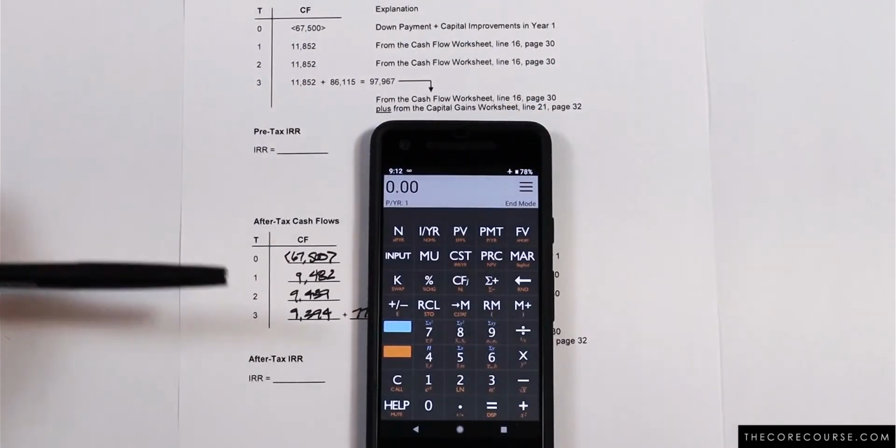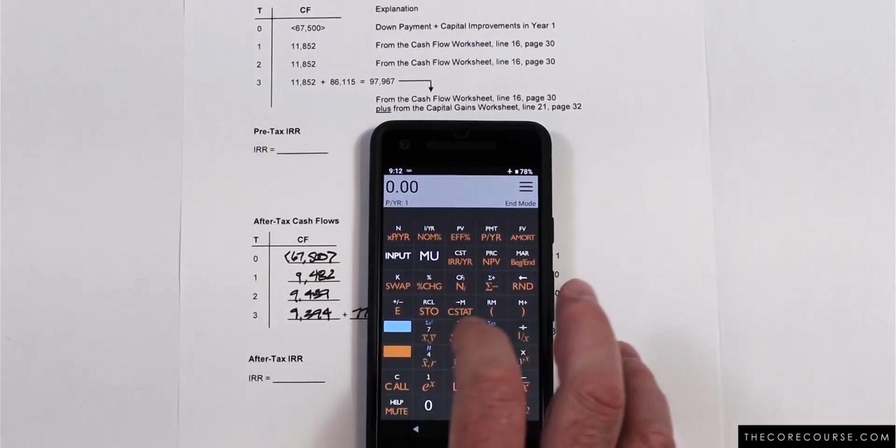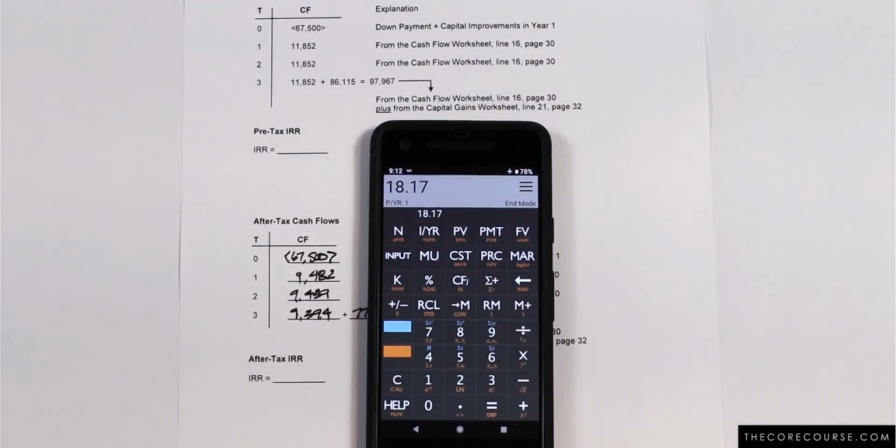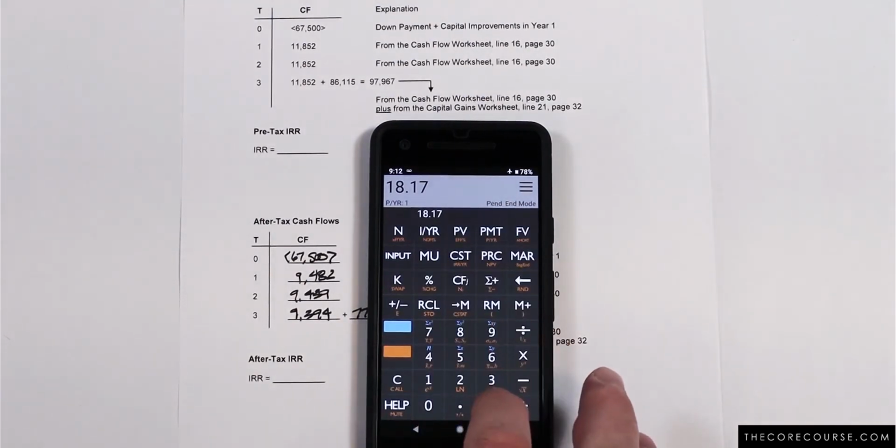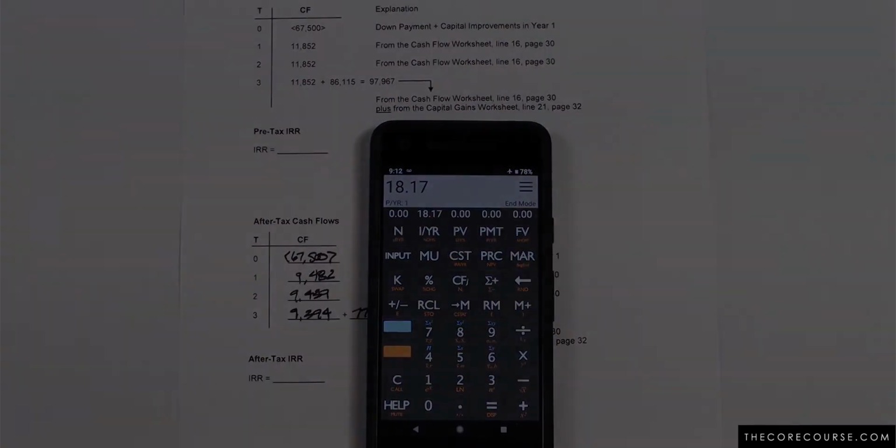We'll back out, we'll go back to the main menu, press gold key, IRR per year, and the answer is 18.17%. And always express this at 2 significant places by pressing gold key equals 2.